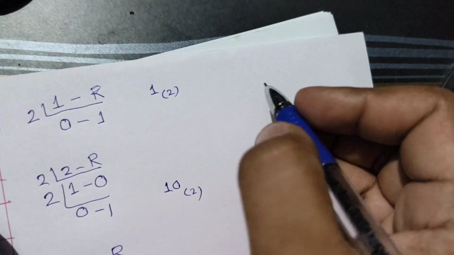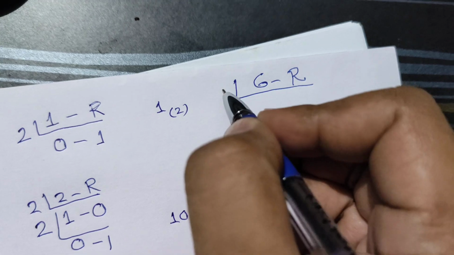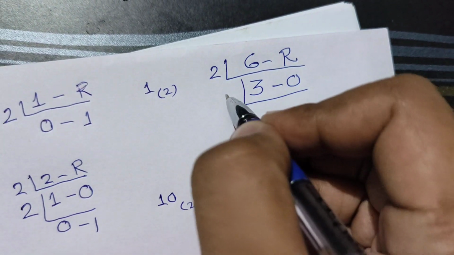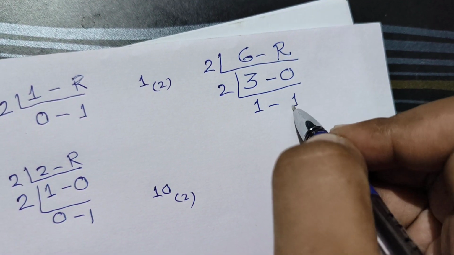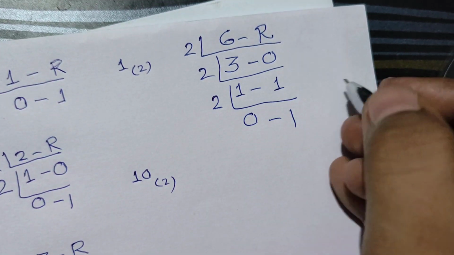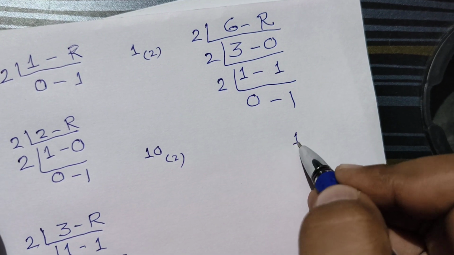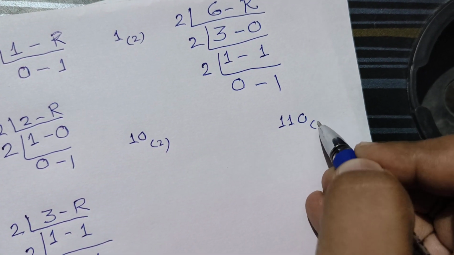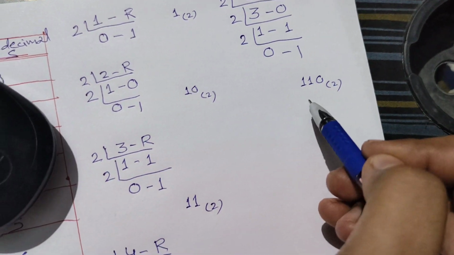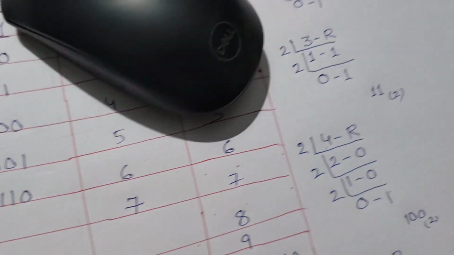Next term, here we have to write 6. Now this is 2 3s are 6, remainder 0, 2 1s are 2, remainder 1, and this is 0 1. This becomes 1 1 0, 1 1 0 to the base 2. So the value of 6 in binary number system is 1 1 0. So we will write 1 1 0.